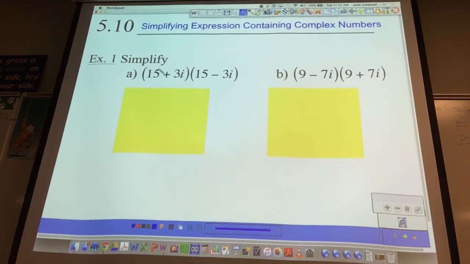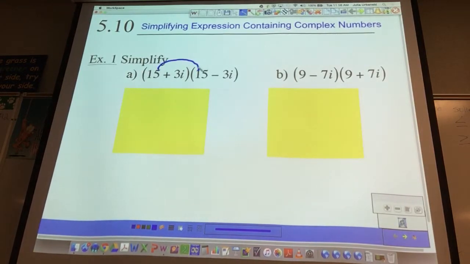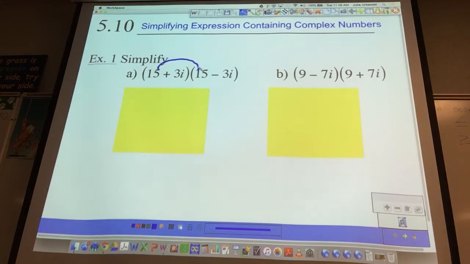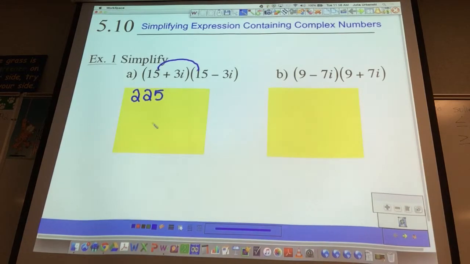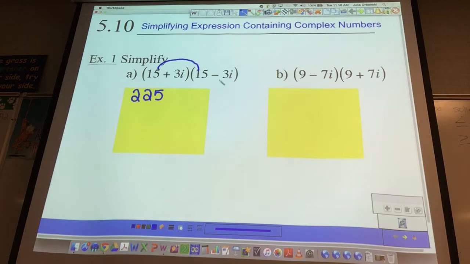You do 15 times 15 and you get what? 35? 15 times 15? 169? 225. Oh. Just 15 times 15. Now, does anybody notice what's going to happen here? The two middle ones are going to cancel out.